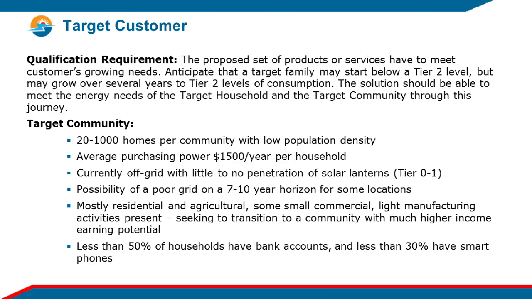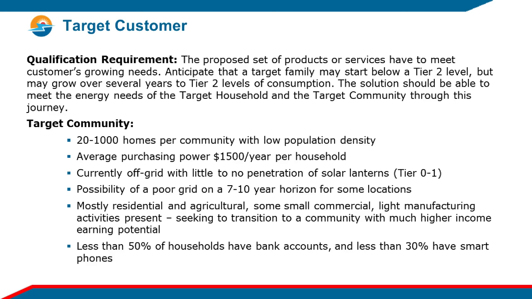So 20 to 1,000 homes per community, with average purchasing power of $1,500 per year per household. Currently, they're either off-grid completely or have very few solar lanterns once in a while, and that's about it. The government promises a grid, but at best it's going to be a poor grid and it's not going to be well connected. I think Zillard mentioned that if one home in the village is lighted, they count the whole village as being lit.